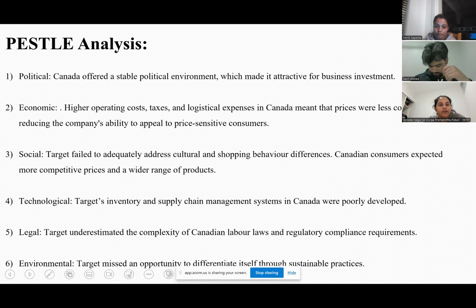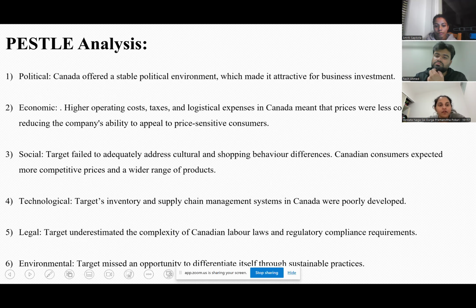Technological: Target's inventory and supply chain management systems in Canada were poorly developed, frequently resulting in stockouts in the stores. Inventory mismatches and technology issues in warehouse operations were one of the main reasons for them to fail in Canada.